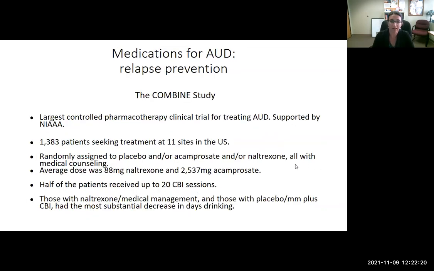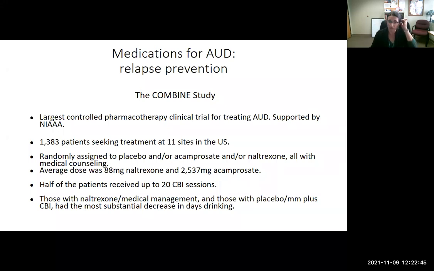The COMBINE study was the largest controlled pharmacotherapy trial for treating alcohol use disorder. It happened at 11 sites in the US, and it randomly assigned patients to placebo plus or minus acamprosate plus or minus naltrexone, and then all with medical counseling in the provider visit. And half of the patients received up to 20 CBI sessions.